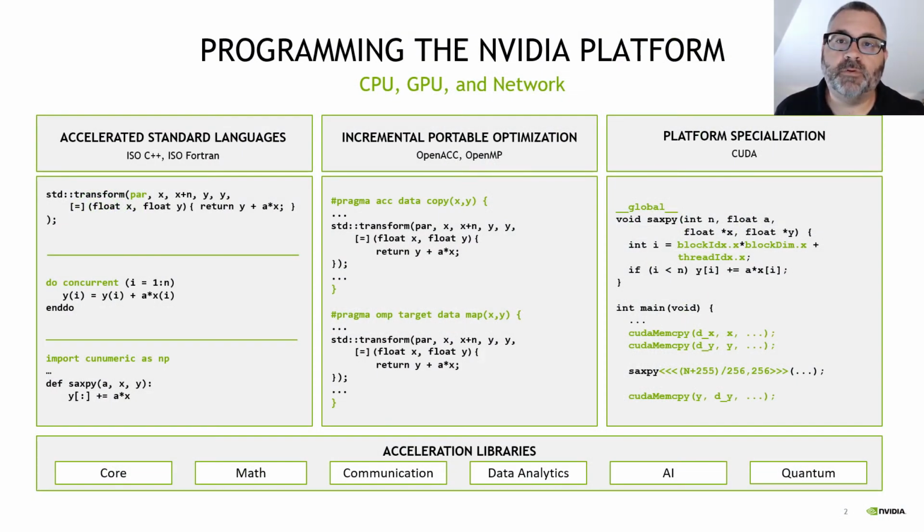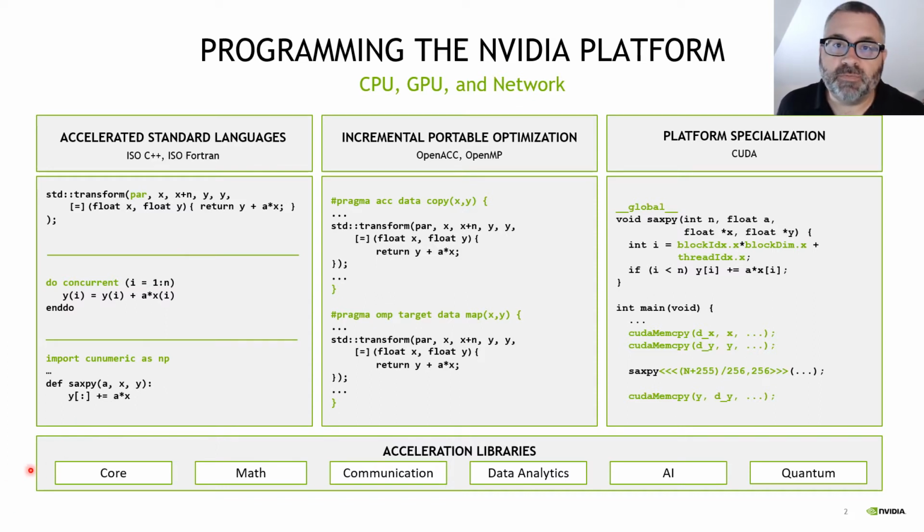NVIDIA is a full platform company. We're best known for our GPUs. However, last year we announced our intent to build the Grace CPU for data centers, and we also have our networking component through our acquisition of Mellanox InfiniBand. We need to provide a full, comprehensive way to program for every piece of this stack, whether it's for just the CPU or the GPU or the network or all of these pieces together.